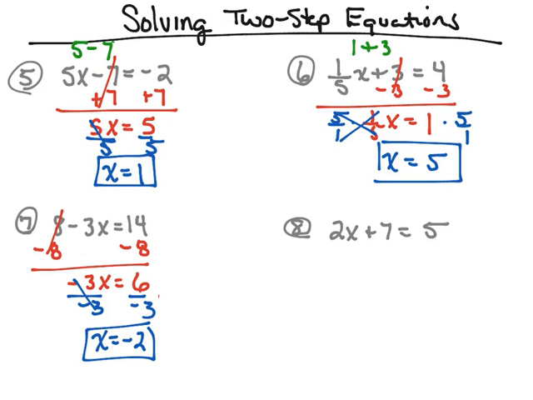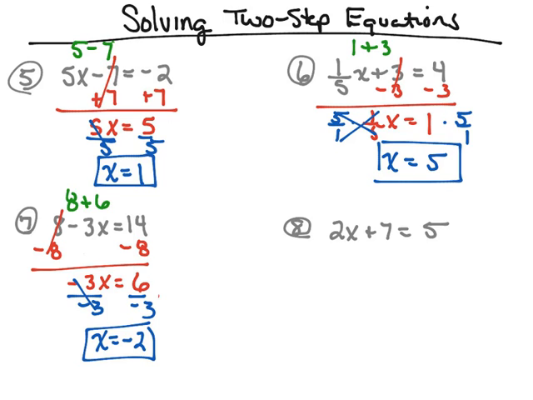I'll check the work real quick. If I replace that x with a negative 2, a negative 3 times a negative 2 would result in a positive 6. And if I add 8 plus 6, notice that I do get 14. So again, we know we got the correct answer here.